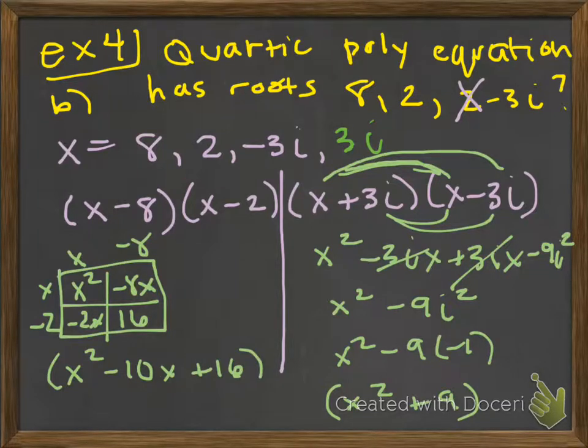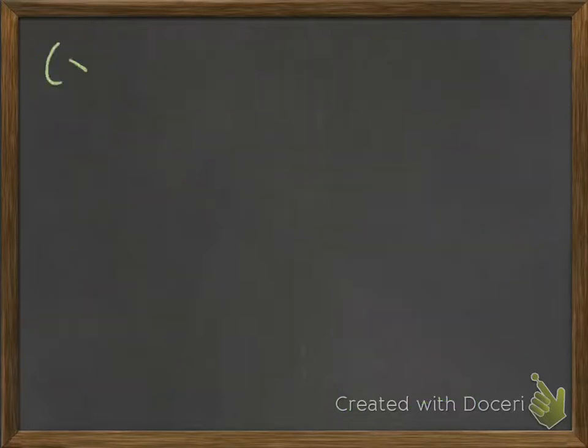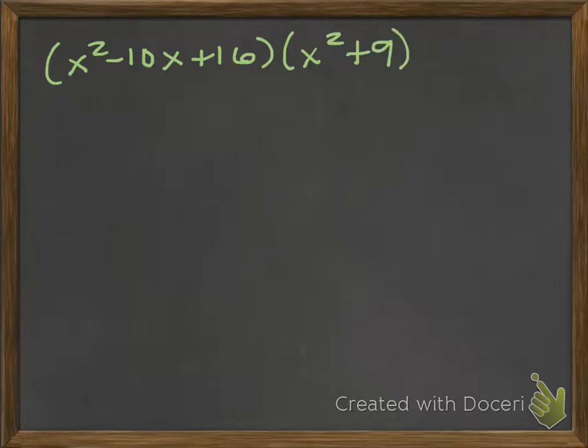So I foiled the imaginary, I foiled the real, and now I have a binomial and I have a trinomial. Now we're going to have to FOIL those two results together. So I'm going to switch the screen so I have some more room. So we have this x squared minus 10x plus 16, and I'm multiplying it with an x squared plus 9.